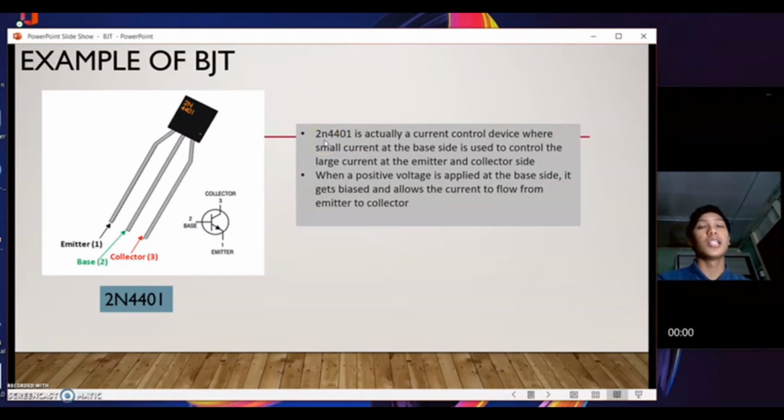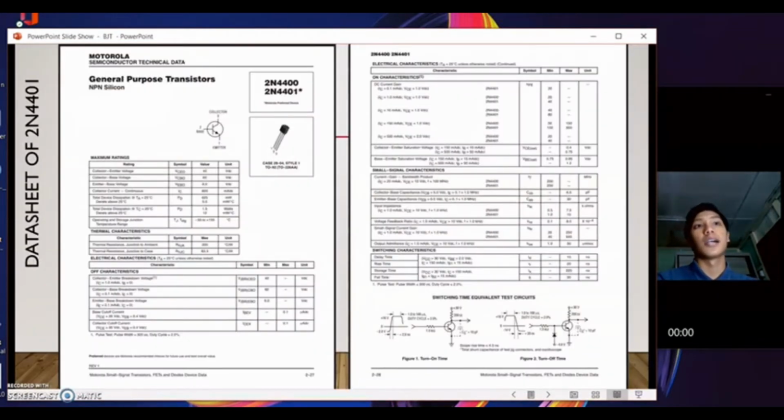2N4401 is actually a current control device where a small current at the base side is used to control the large current at the emitter and collector side. When a positive voltage is applied at the base side, it gets biased and allows the current to flow from emitter to collector. So this is the datasheet of 2N4401.